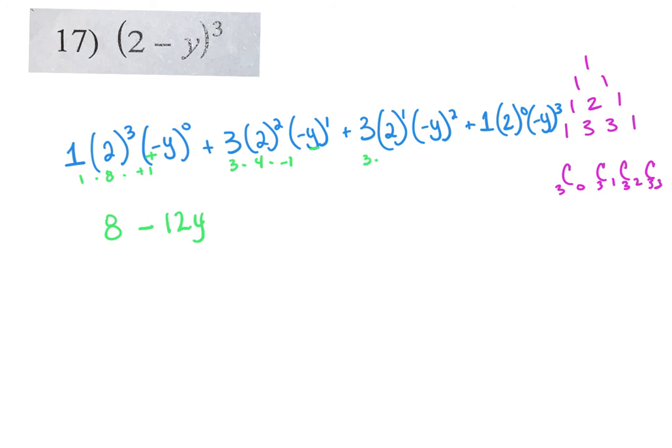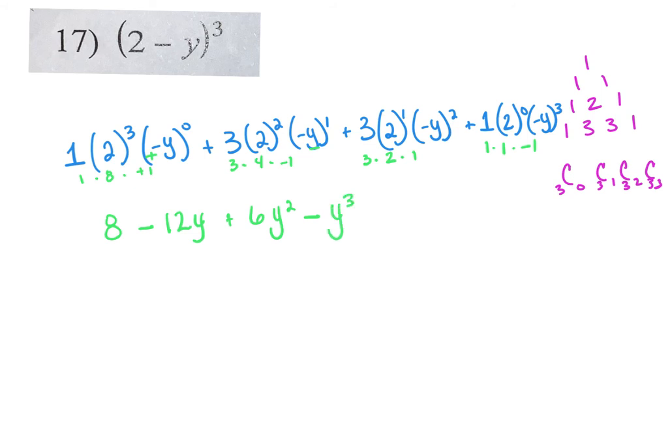Here I have 3 times 2. Here my negative 1 is squared, so it becomes positive 1. So I just have a positive 6, and I have a y squared. And then here I have 1, 2 to the 0 is 1. Negative 1 cubed is negative 1. So I end up with negative y cubed.